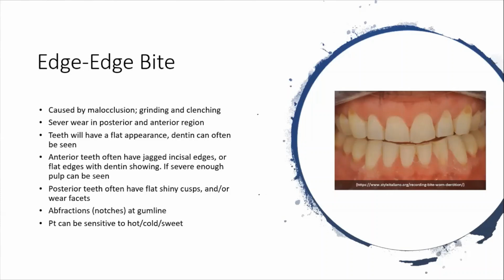You'll also see abfractions at the gum line. You can see some of them in the photo to the right. These are just like notches. It's just like chopping down a tree. You just keep cutting into the tree and you get these really deep notches. And you can see, you know, obvious recession. And most of these patients are going to be sensitive to hot and cold, and even sweet, especially in their molar area near the wear facets.